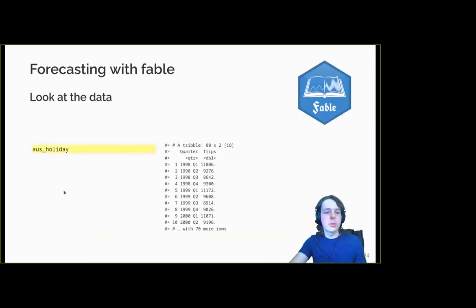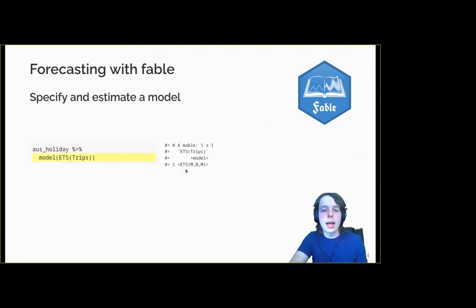Okay, onto the main topic, Fable. How do we produce forecasts? Well, we start by looking at the data. We've done that already. And we can produce a model, a Fable model, using the model function with a model specification. So here I've declared that I'm going to use an ETS model to estimate the trips variable, and it will automatically select the appropriate ETS model. In this case, an MNM model, so no trend and multiplicative seasonality.